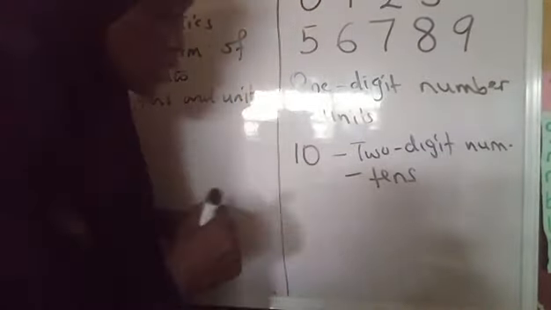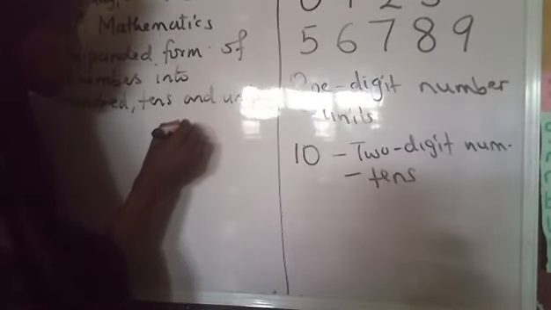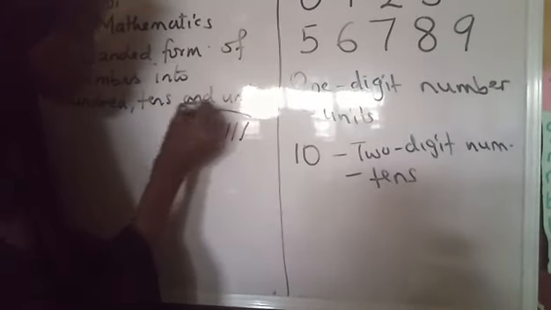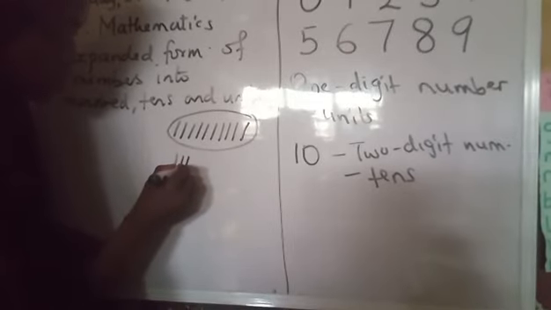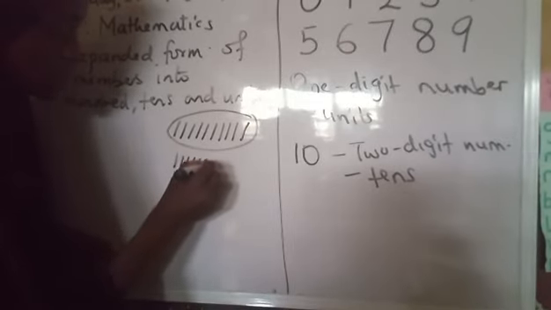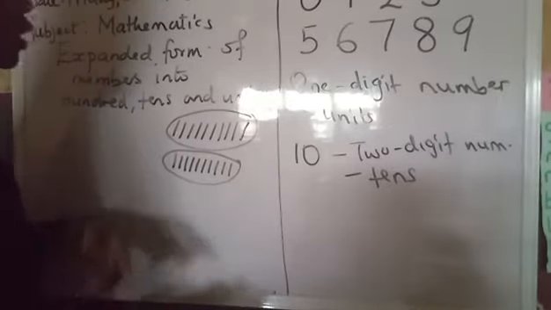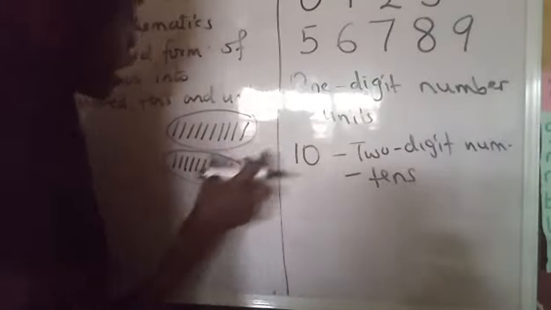Just like, let me put this here. Let me use strokes. 1, 2, 3, 4, 5, 6, 7, 8, 9, 10. I have a group of 10. 1, 2, 3, 4, 5, 6, 7, 8, 9, 10. I have another group of 10. So with this, by counting in tens, instead of counting in units, I'm counting in tens.